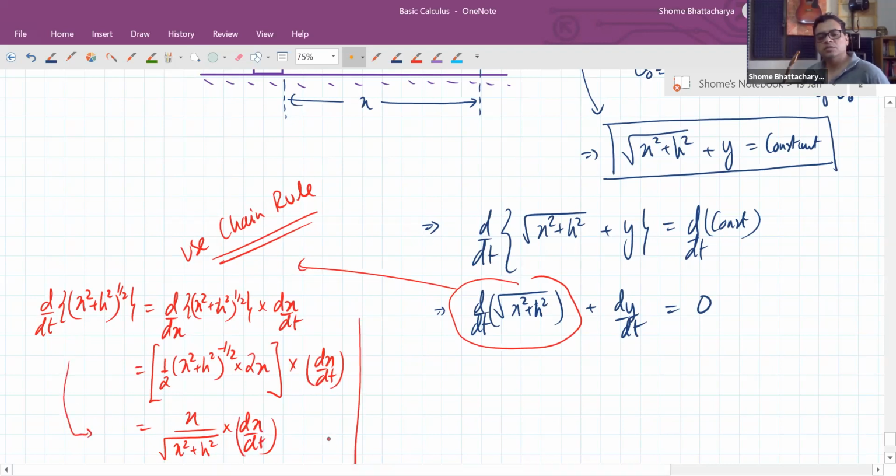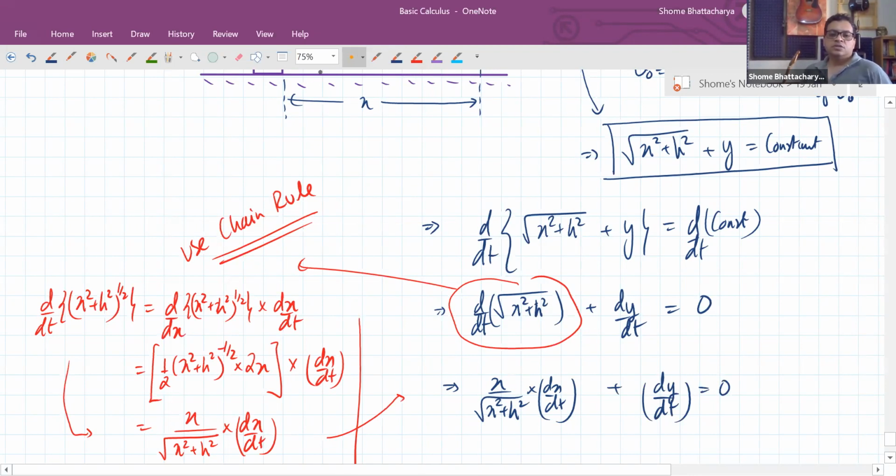So this term will become this term, so we'll resubstitute this here next. We'll see this becomes x upon square root of x square plus h square into dx by dt, plus dy by dt is equal to 0. So this is what the application of chain rule and differentiation is telling us now.